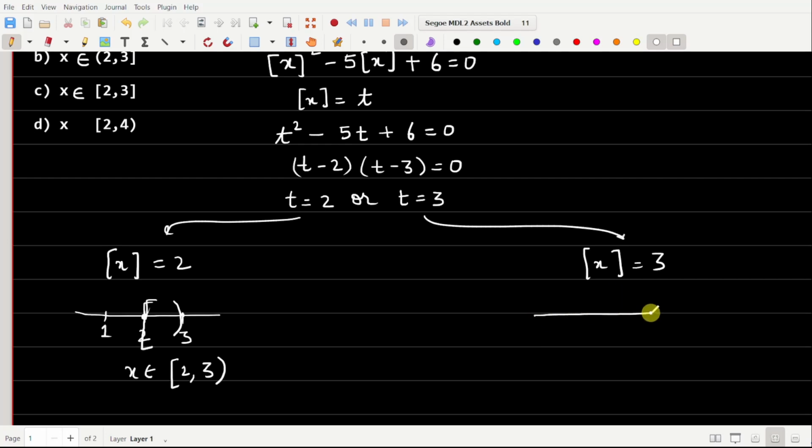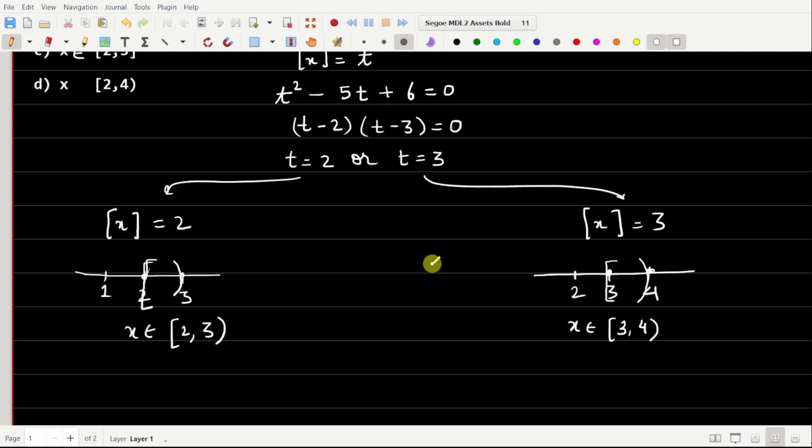Similarly, for [x] equal to 3, we will see 3, this is 2, and this is 4. If we move over here, the function will give me 2. So we will move over here. For x equal to 3, [3] is 3, so this closed interval begins, and for all these values of x, [x] will be 3. As soon as we reach 4, [4] will be 4 and not 3. So we will not include this point in our answer. So over here x belongs to 3 to 4, right?